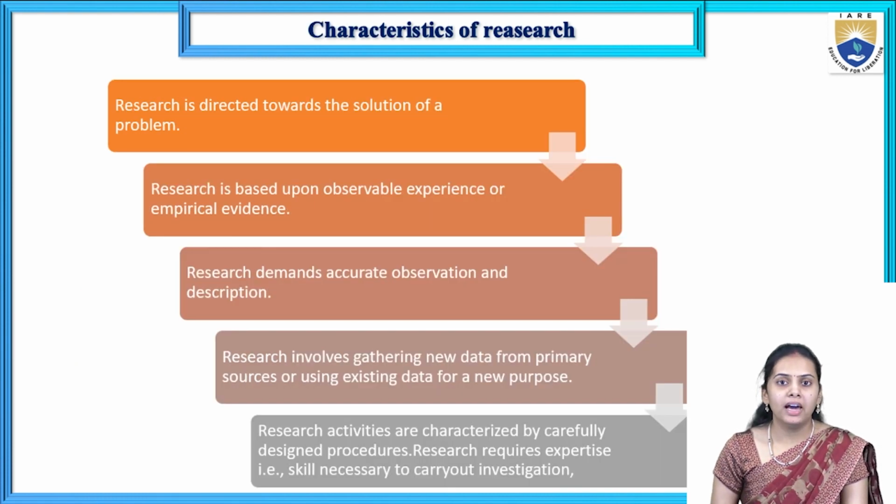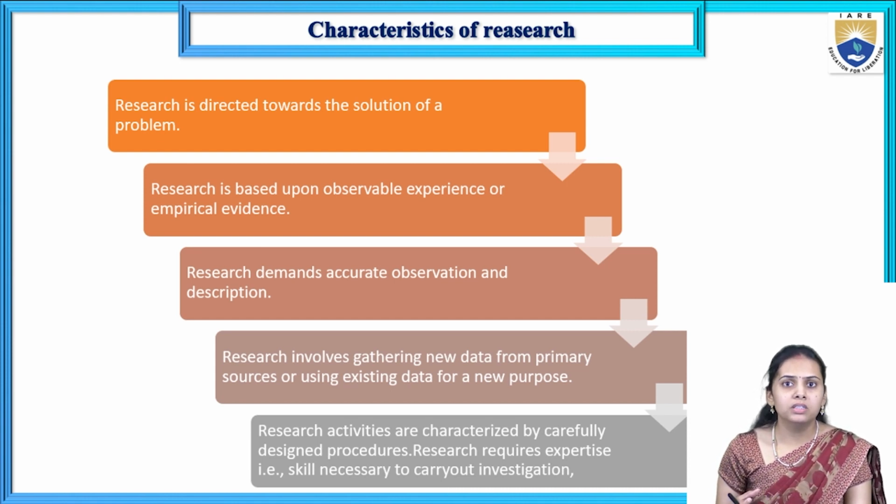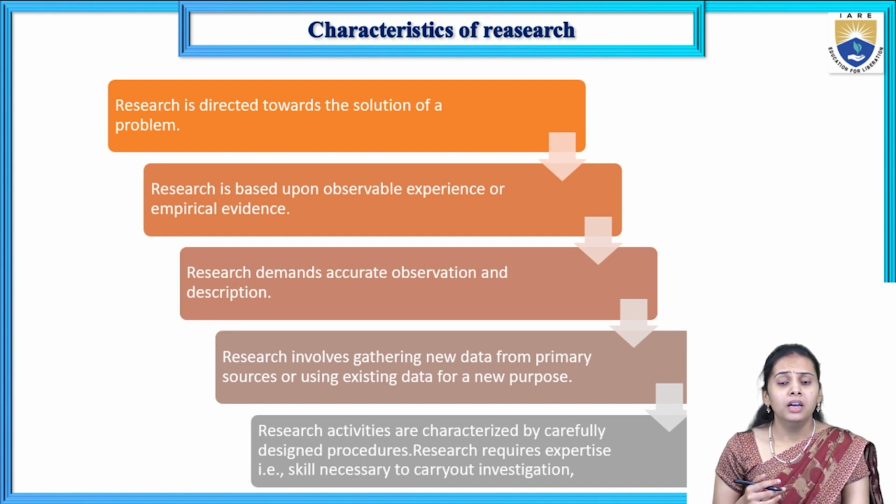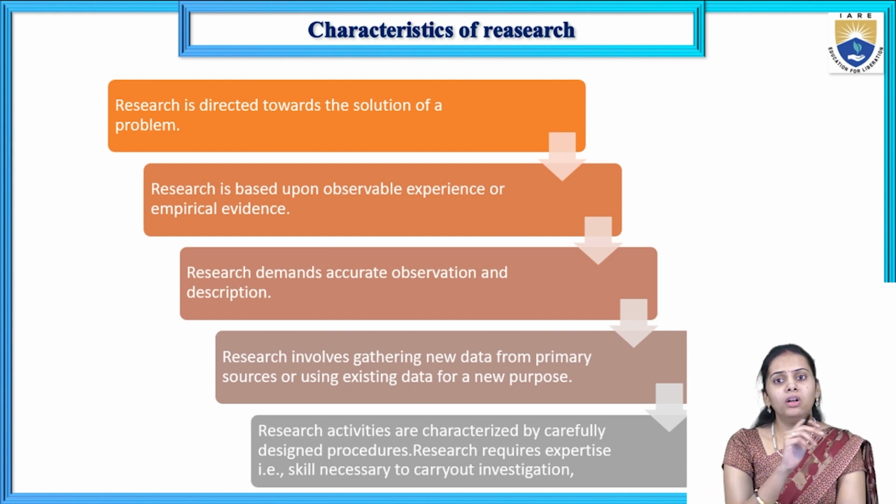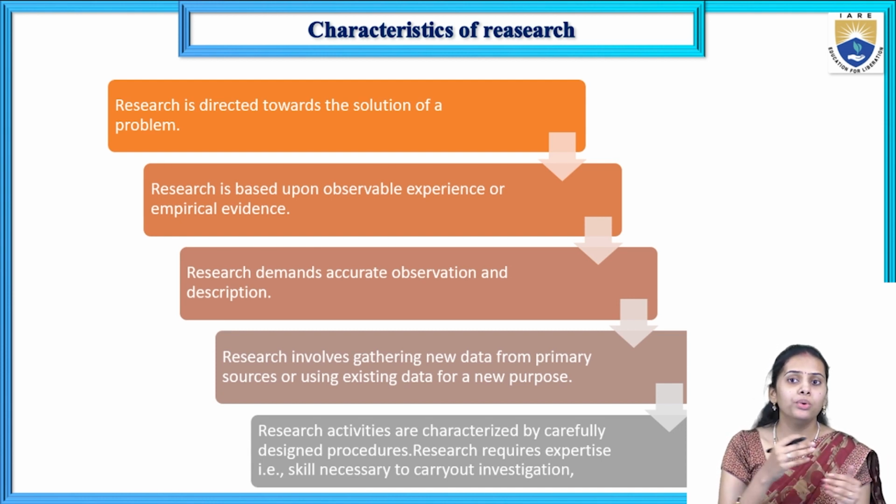And we have a few characteristics of research here. One is that research is directed towards the solution of a problem. By research, we are getting a solution for a question. Research is based upon observable experience or empirical evidence. Third, research demands accurate observations and description. And research involves gathering new data from primary sources or using existing data for a new purpose.